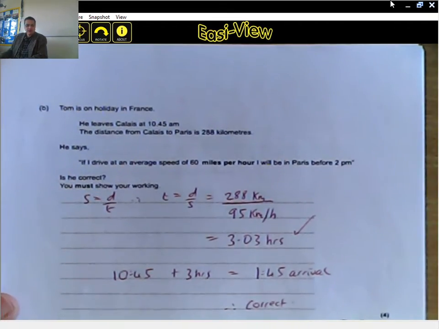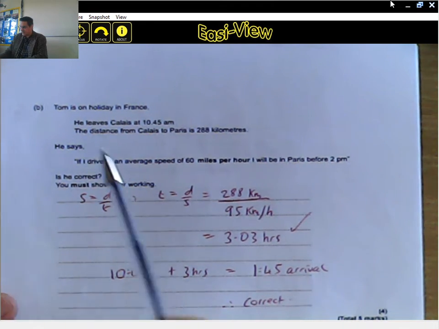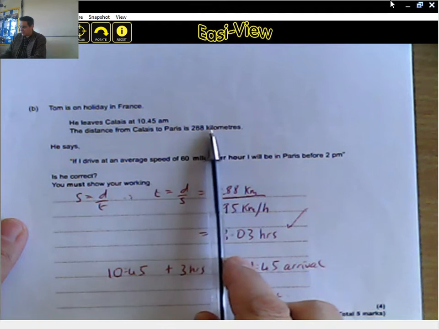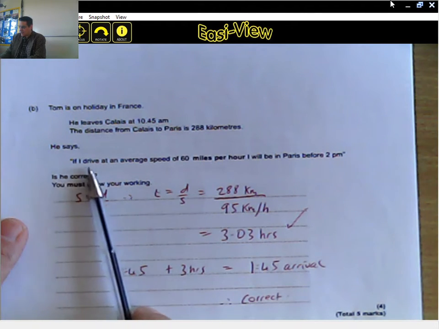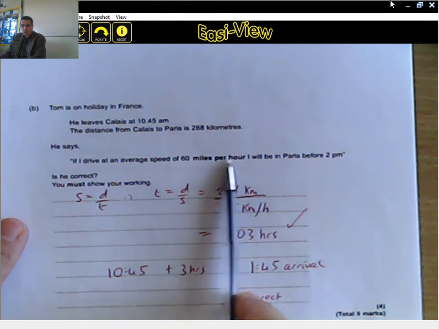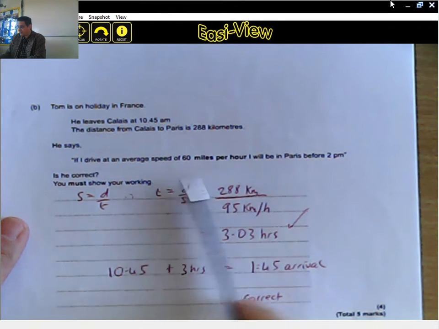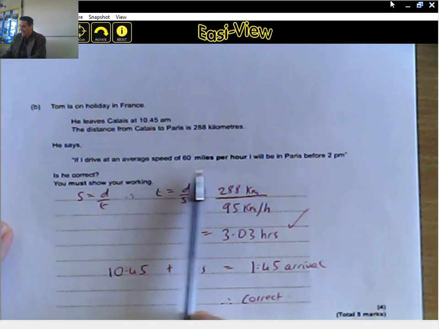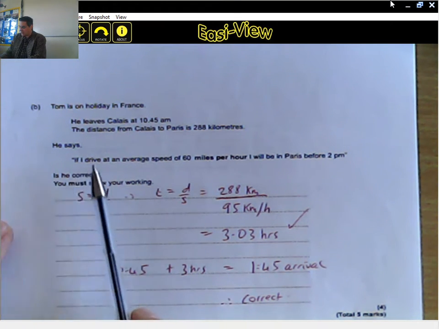This is a bit more involved. It's a 4 marker. So Tom is on holiday in France. He leaves Calais at 10:45 in the morning. The distance from Calais to Paris is 288 kilometres. He says, if I drive at an average speed of 60 miles per hour, please note black, bold, I will be in Paris before 2 p.m. Is he correct? The first thing I did was to find out, well, how long will he be travelling?